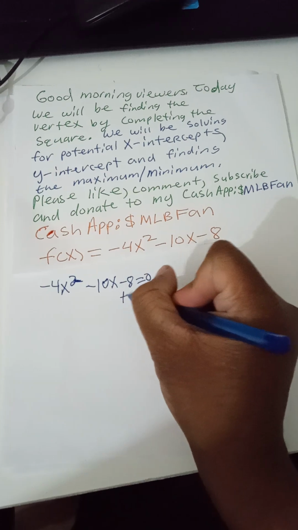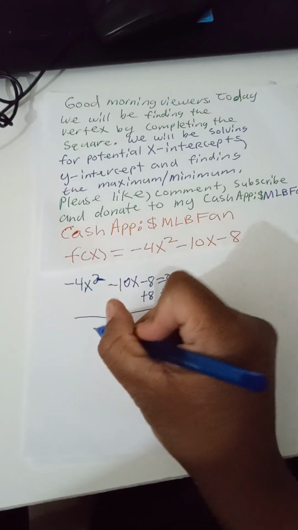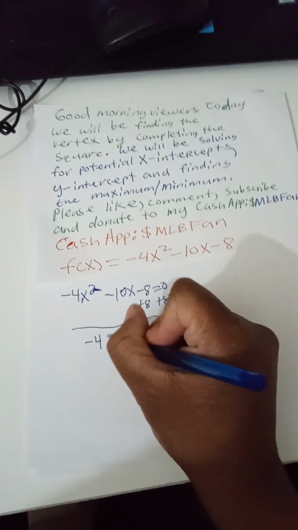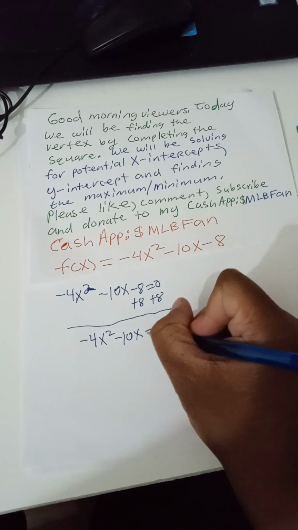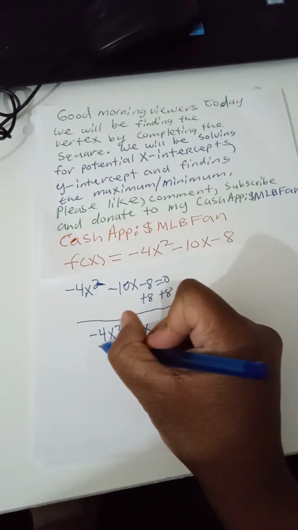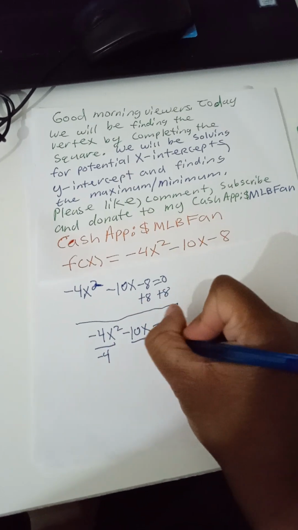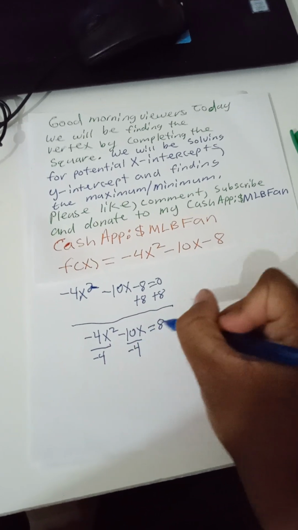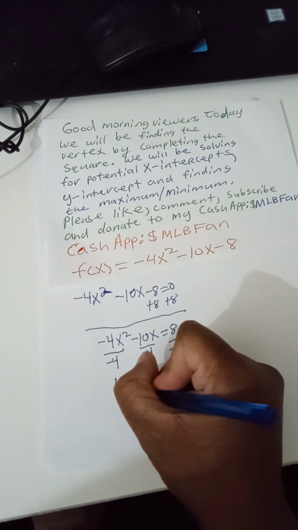So we want to add 8 to both sides. Then we will obtain negative 4x squared minus 10x equals 8. And then we want to divide everything by negative 4 to give the leading term a positive 1. So it's going to be x squared.